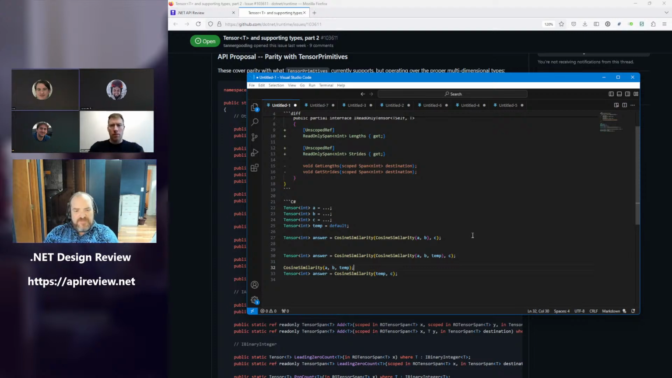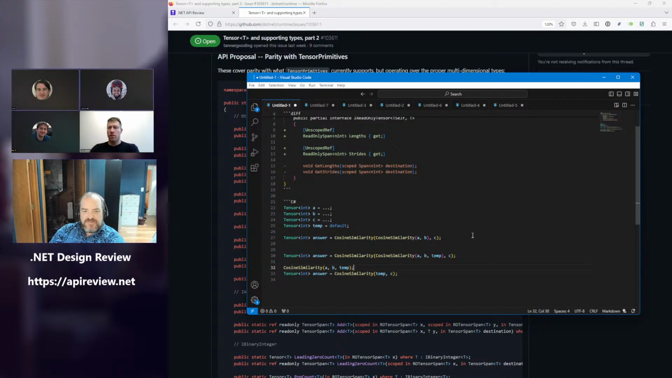You're right. It would need to be a non-ref read-only span. It would need to be a regular span in that case. Yeah. Wait, does that mean you need a length for this or something if you weren't returning the ref?